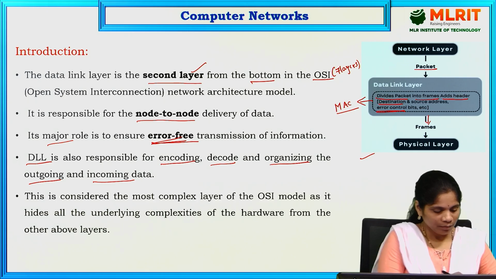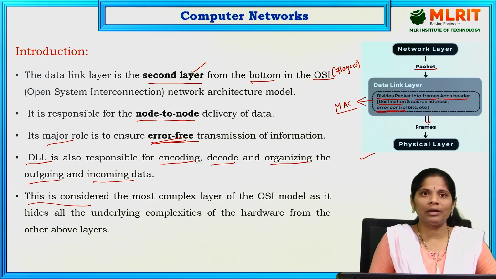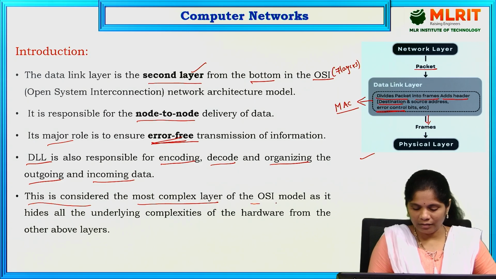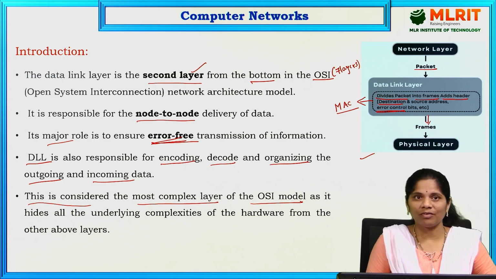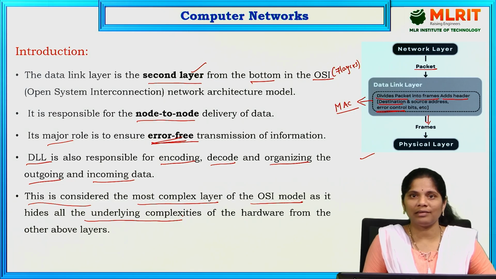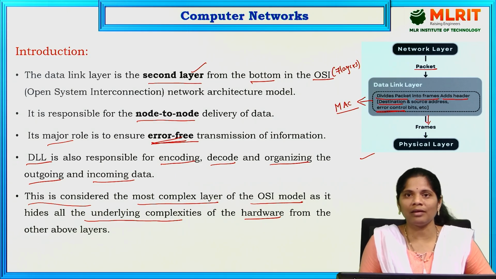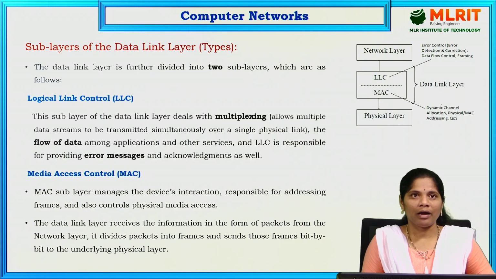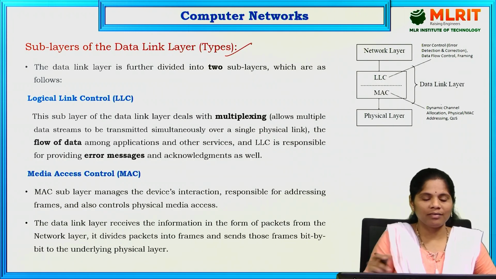The data link layer is considered the most complex layer of the OSI reference model because it hides all the underlying complexities of the hardware from the other layers above. That's why it is called the most complex layer in the OSI reference model. This is about the introduction of the data link layer in the OSI reference model. And next one is, what are the sub layers of the data link layer?